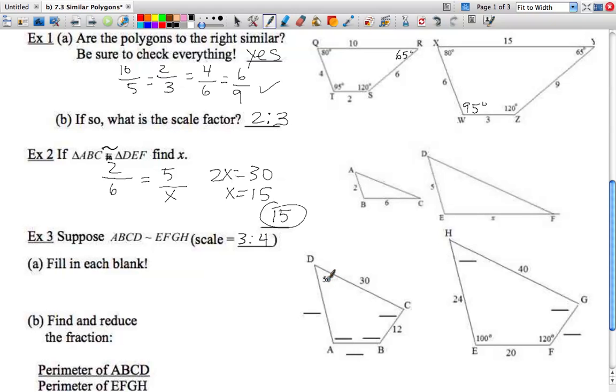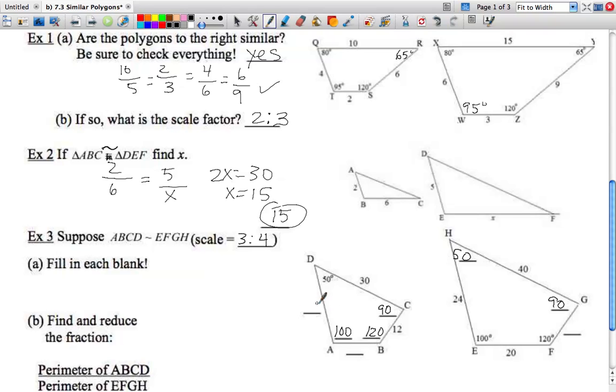So let's fill in some of the unknowns by using the information that we know. Okay, well, let's start with the angles. If angle D is 50, angle H must be 50. Angle E is 100, which matches up with angle A. That must be 100. Angle B and angle F have to match up. And then, of course, we can do our leftover math from 360 to find that this leftover has to be 90 degrees.